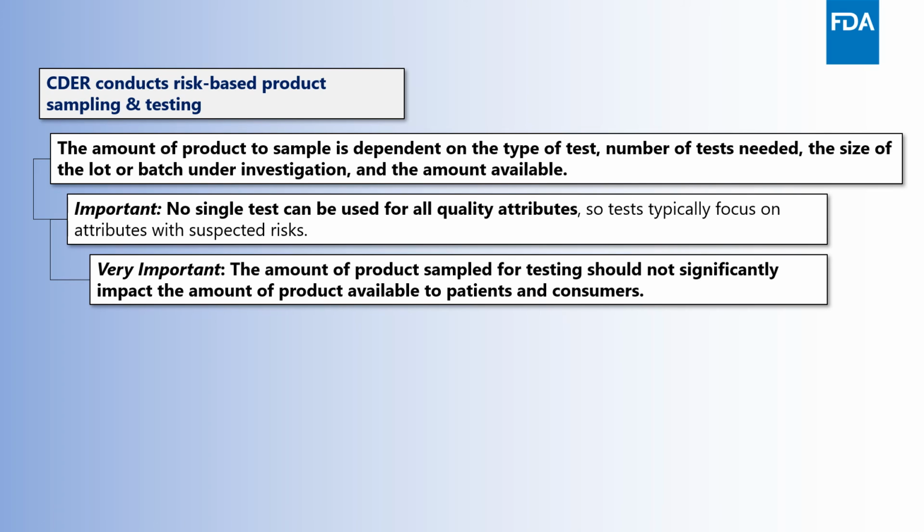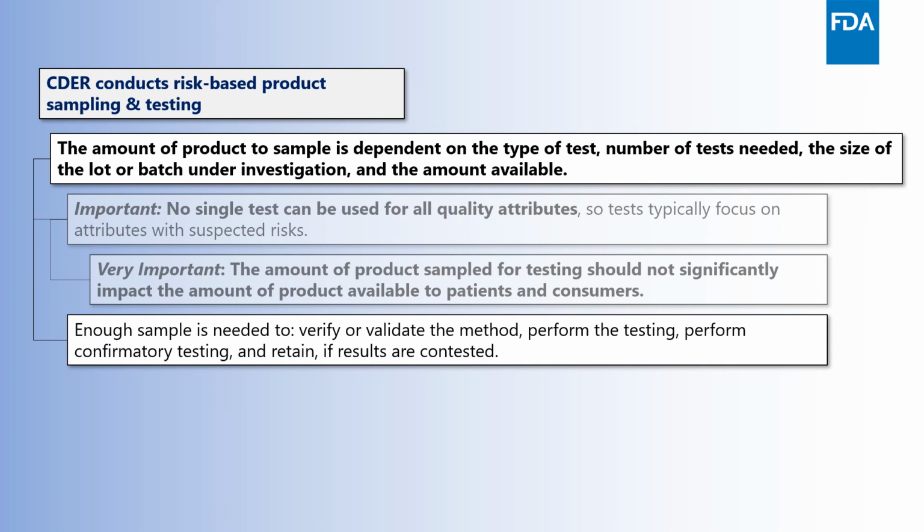Sampling removes a portion of the product from the market, and it must be done carefully as to not exacerbate drug shortage risk. FDA collects enough sample needed to verify or validate the method, perform the testing, perform confirmatory testing, and retain product should results be contested.